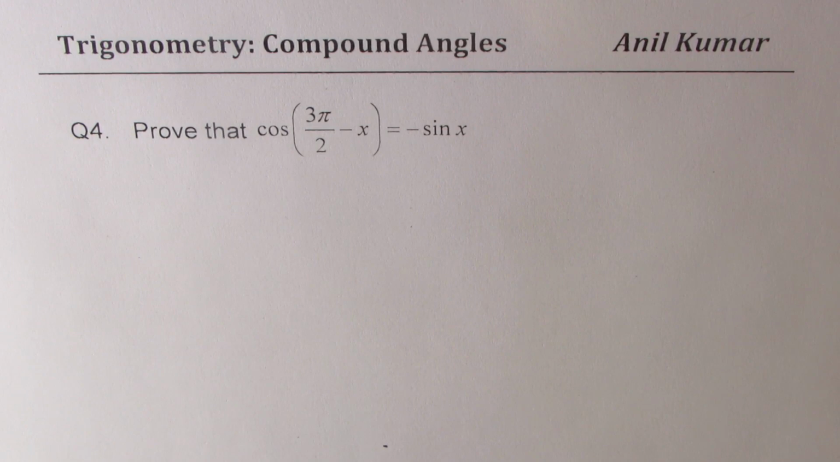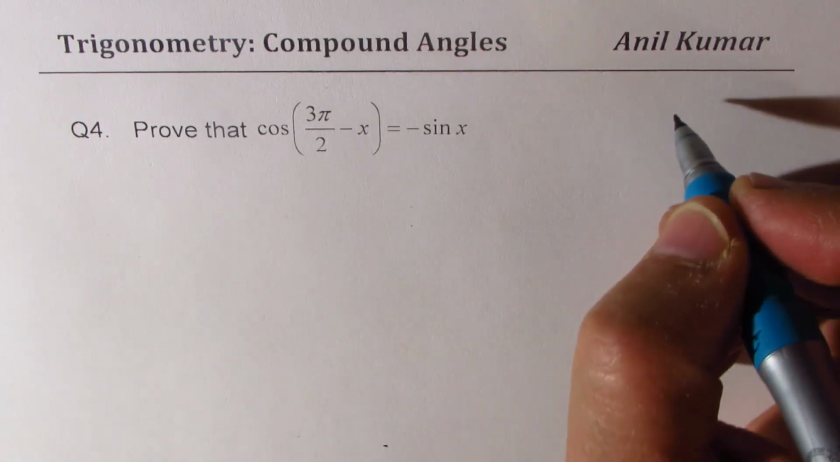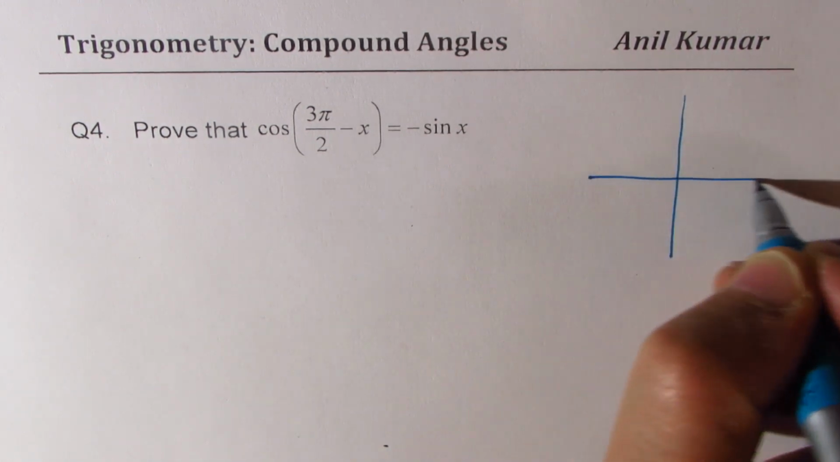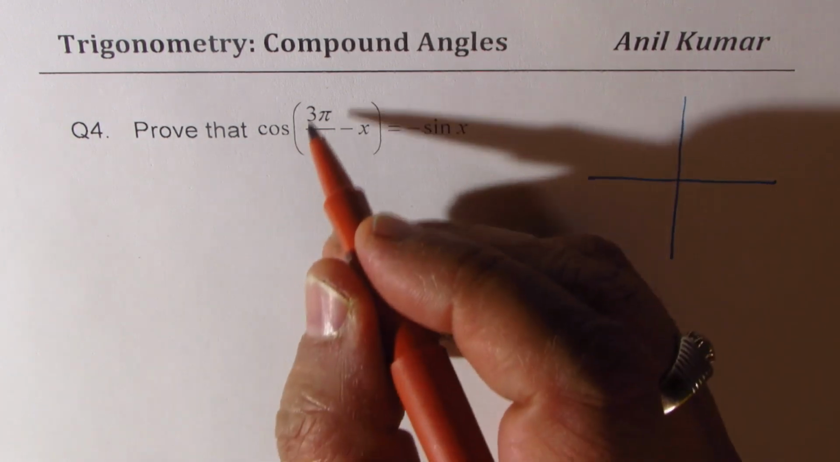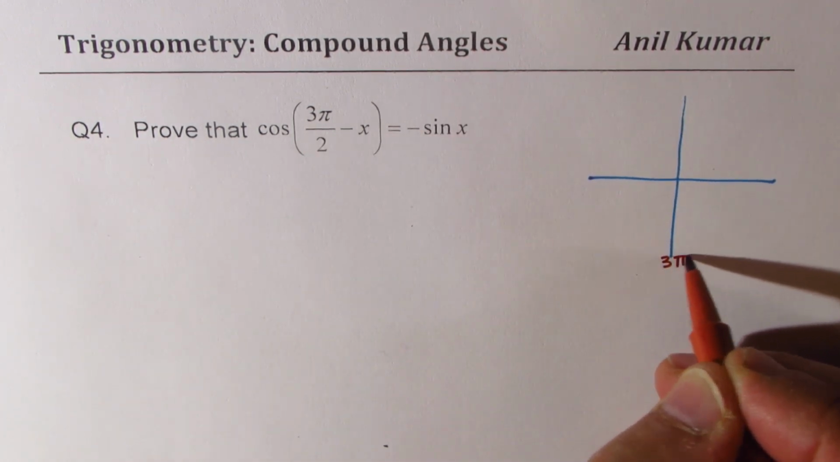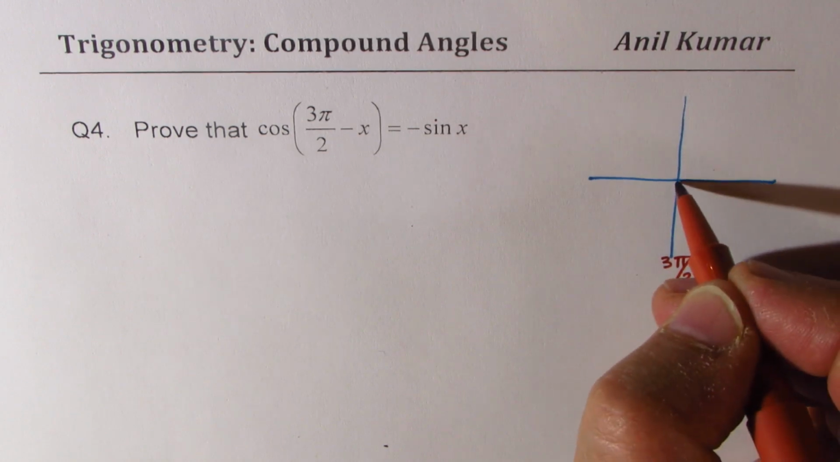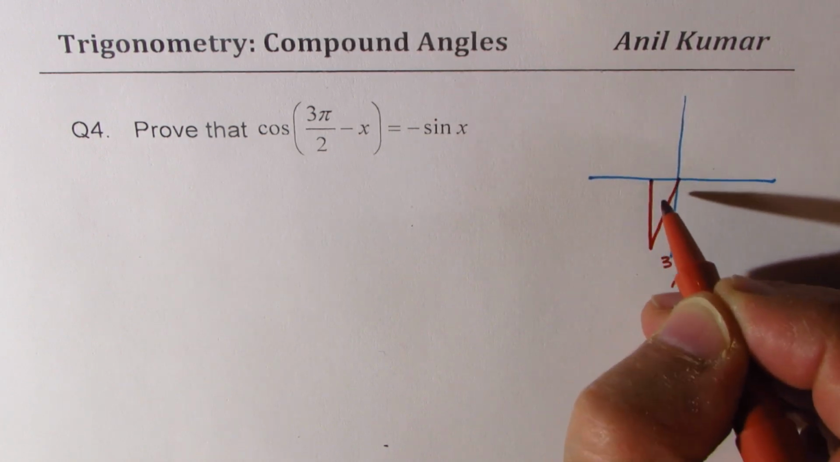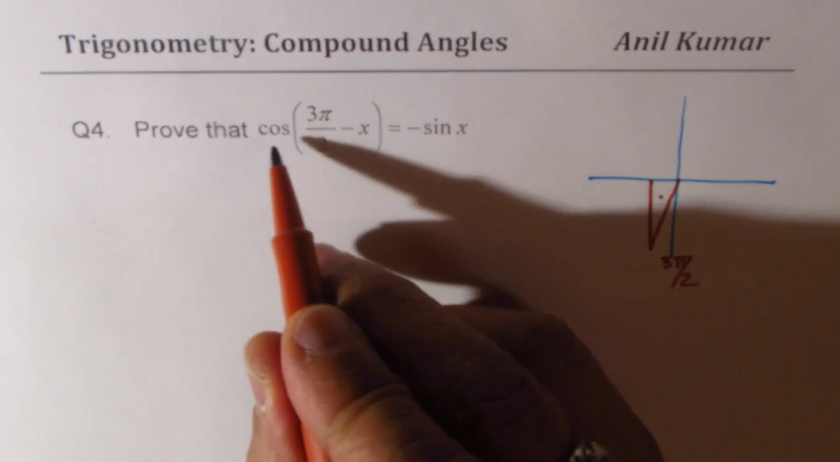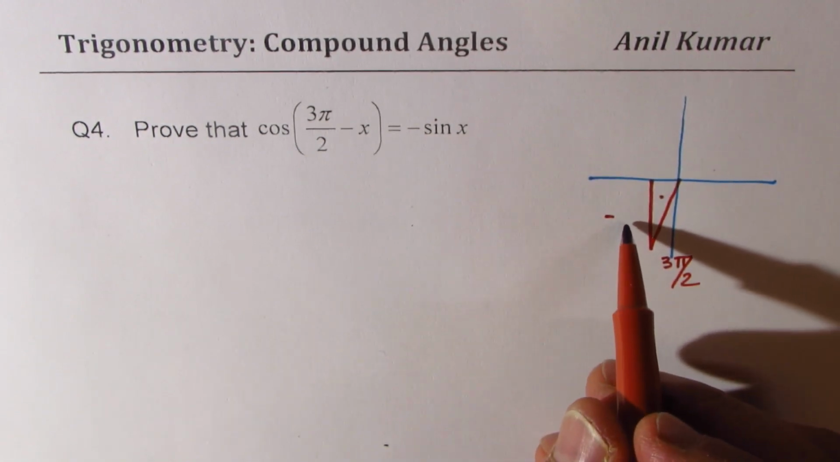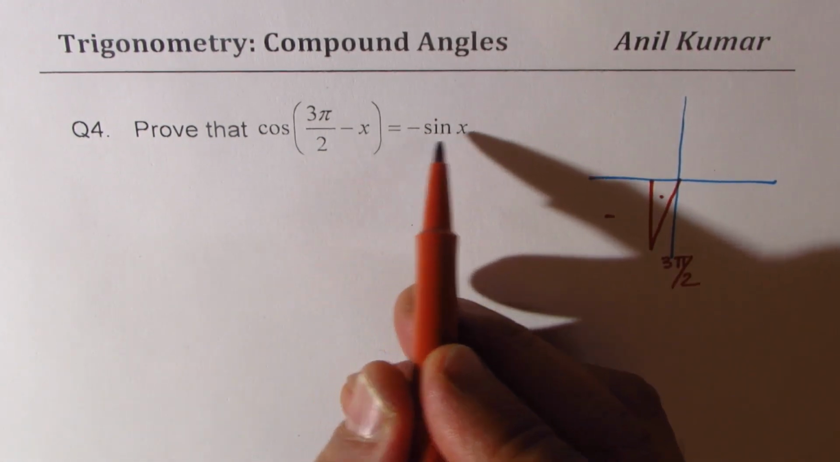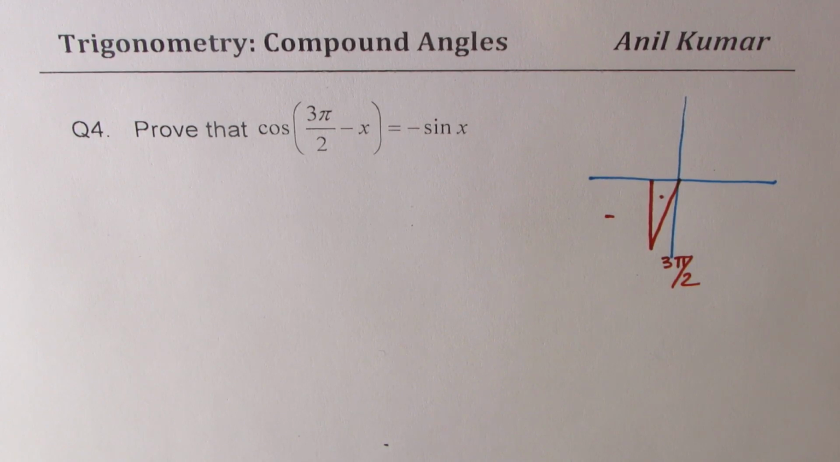Question number 4. Prove that cos of 3 pi by 2 minus x is equal to minus sine x. Well, as you know, we are looking for the angle in which quadrant? When I say 3 pi by 2, this is 3 pi by 2, right? Minus something, that means we are in this quadrant, correct? So that's the triangle. Now here, cos is negative. Perfect. And therefore, negative sine x makes sense. So we know it is the correct thing, but we need to prove it.